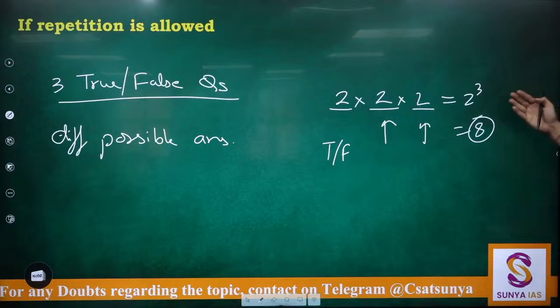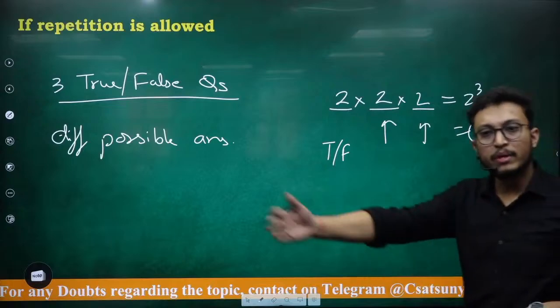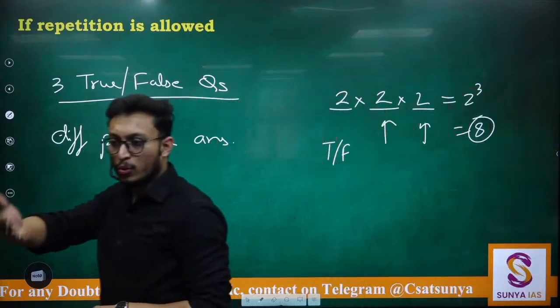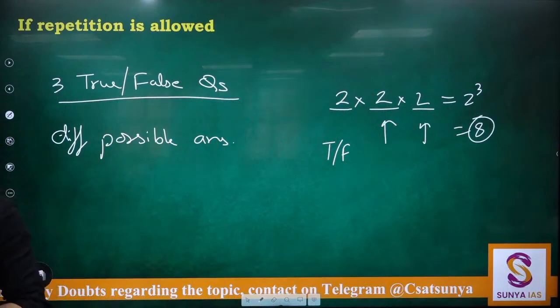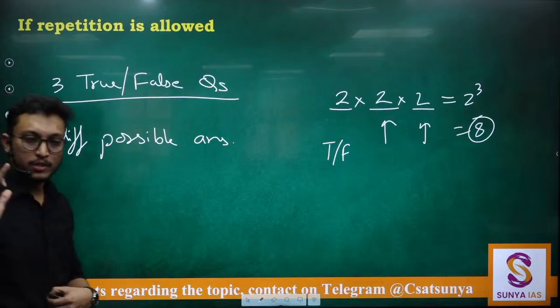If I change this 3 with let's say 10 questions, you need to perform 10 events. So 2 into 2 into 2 into 2 up till 10 times. Easy. इतना दिमाग अप्लाई कर लोगे ना.